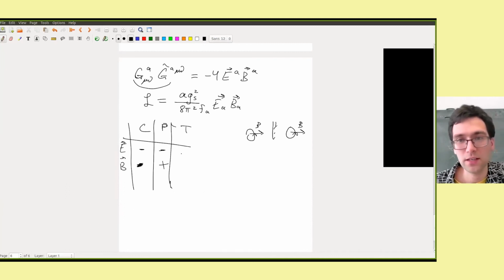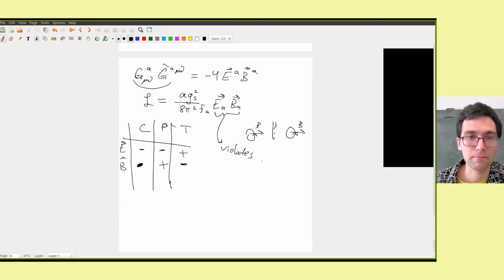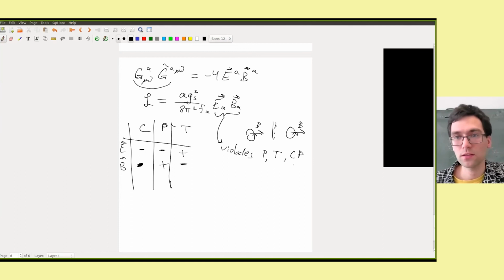Then the time inversion does not change the electric field. For the magnetic field, it changes the direction of the current because you invert it, and then you will get minus. So you see from this table that this term violates P, T, and CP. Of course CPT is always conserved in QFT, so you see that everything is consistent here.